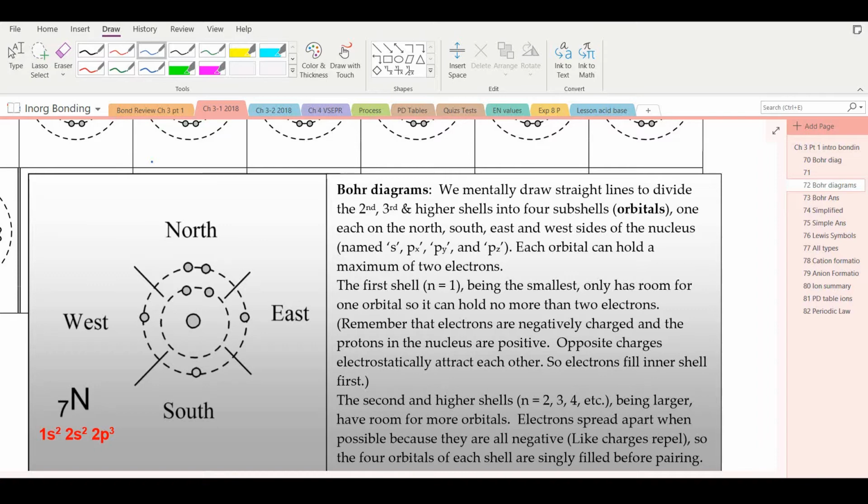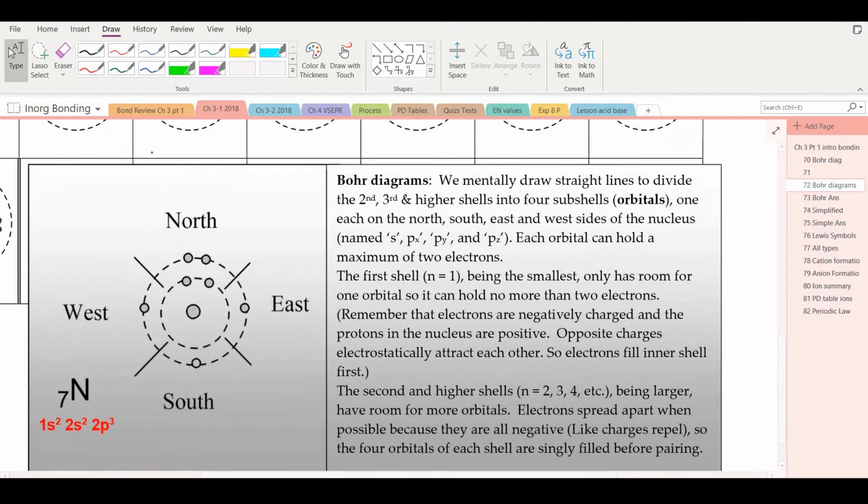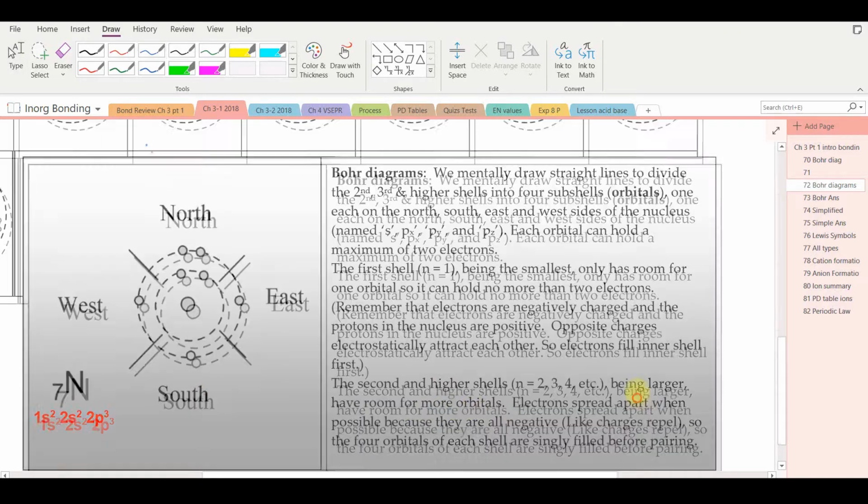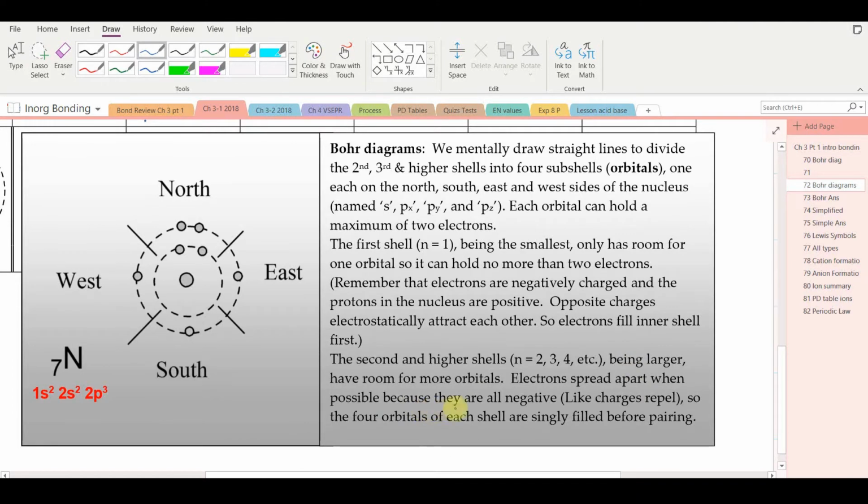Now remember that electrons are negatively charged and the protons in the nucleus are positive. Opposite charges electrostatically attract each other, so electrons will of course fill the inner shell first, and that's the Aufbau principle, building up. Second and higher shells, n equals 2 and n equals 3 and n equals 4 being larger, have room for more orbitals. Electrons will spread apart when possible because they are all negative and like charges repel, so the 4 orbitals of each shell are singly filled before pairing.